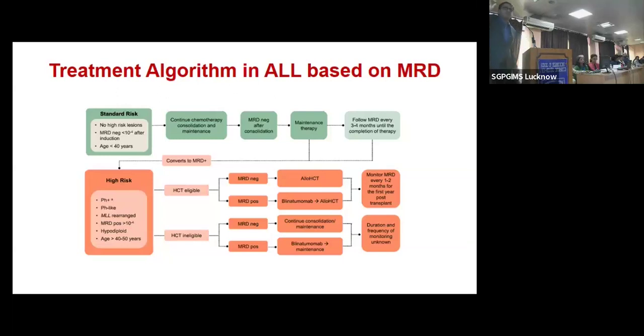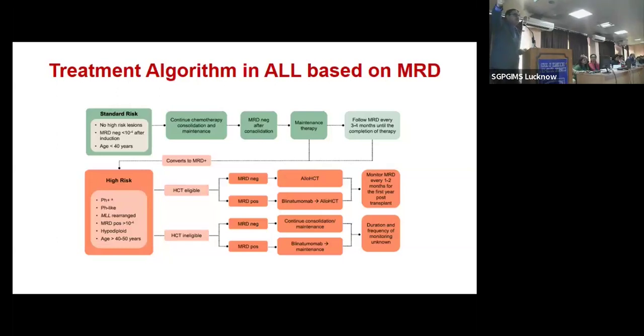So if the patient is MRD positive, this molecule has come a big way, Blincyto. We have added this into the treatment algorithm. So we try to bring the patient to MRD negative state before taking him for transplant. So this is a new addition. So you can see here that based on the MRD, we are changing our treatment decisions. We are intensifying the treatment based on the MRD.